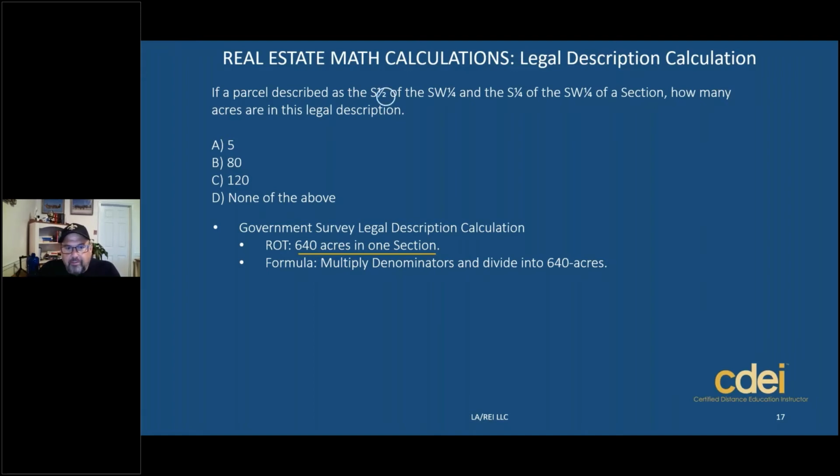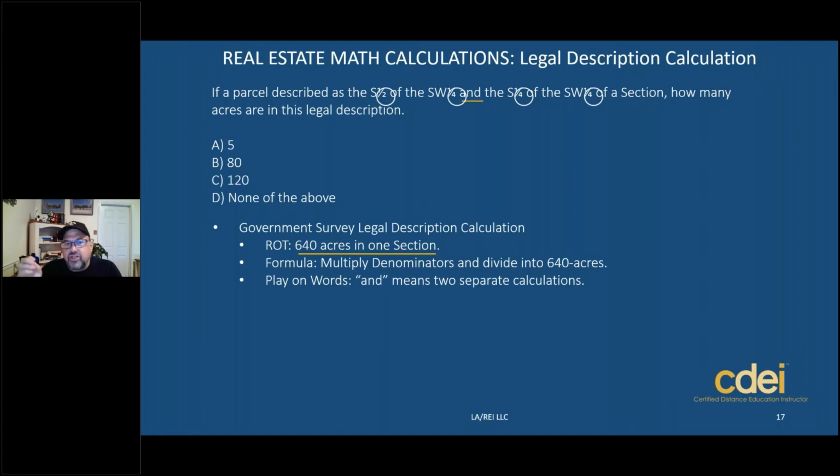If you look up at the problem, I just circled the 2, which is the denominator in the south 1/2. The number 4 is the denominator in the southwest 1/4. The number 4 is also the denominator in the south 1/4 in the southwest part. So those are your 4 denominators. All you have to do is multiply those together and get that answer, divide it into 640, and that's how many acres you're going to get in this legal description. Now, the play on words that you have to be careful about when it comes to this is the word "and."